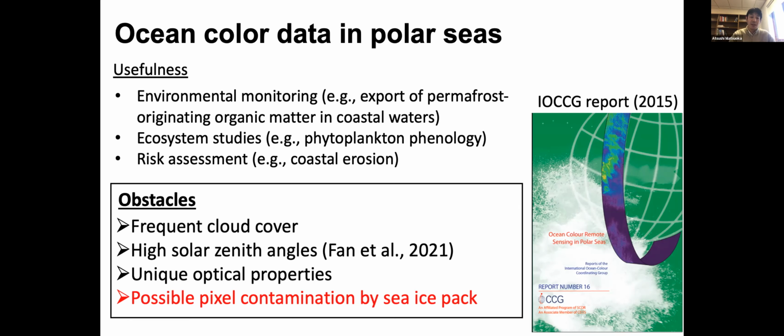The third topic, unique optical properties, is partly documented by previous studies. But as I mentioned on Monday, optical properties resulting from permafrost thaw or coastal erosion might be very important. So these optical properties need to be examined in the coming years. In my presentation, I'm going to focus on this pixel contamination issue due to sea ice.